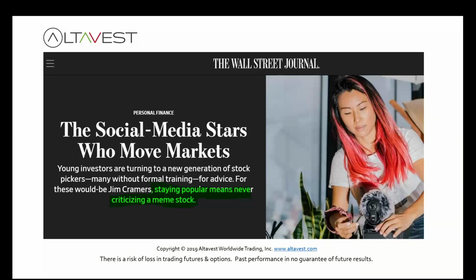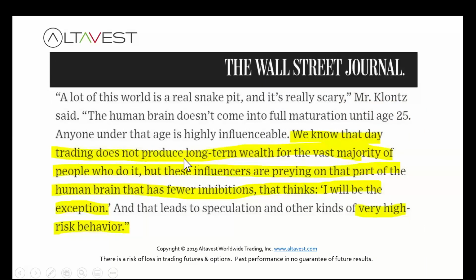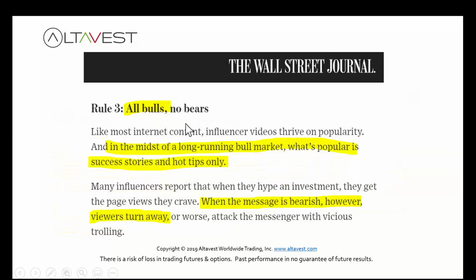And then the Wall Street Journal talking about social media stars moving the markets. See the green highlight there? But staying popular means they never can criticize a meme stock. So if you want to be popular online, you basically have to always be bullish. So it says the vast majority of trading does not produce long-term wealth for day traders. And the people who do it, these are influencers preying on that part of the brain that thinks I will be the exception. It's very high-risk behavior. And look at this, all the bulls. The bull market, what's popular are the success stories and hot tips only. But when the message is bearish, however, the viewers turn away.